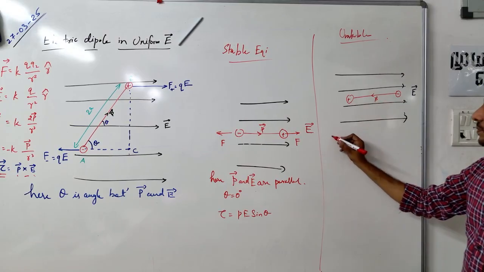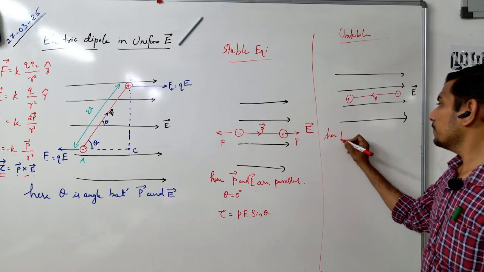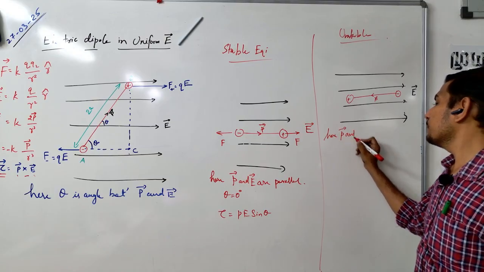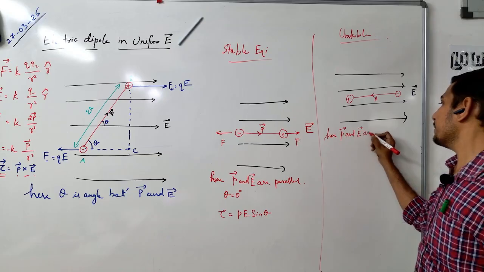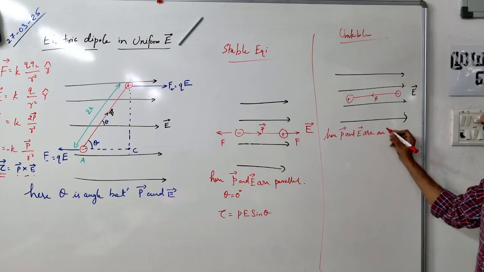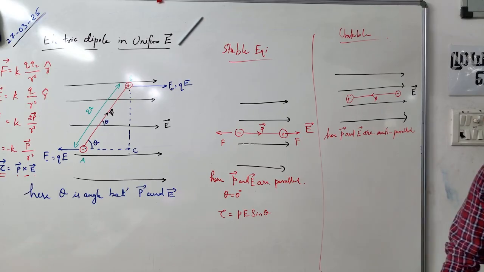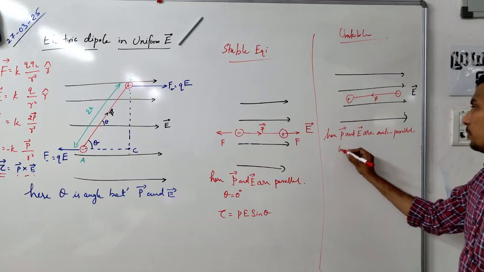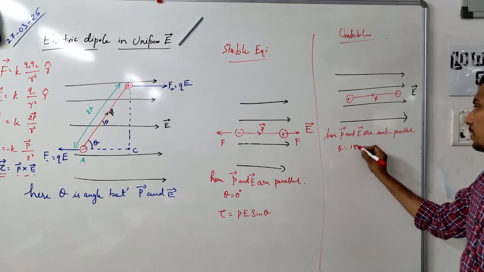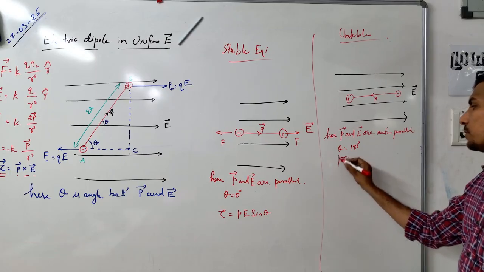So here you can say the P vector and E vector are anti-parallel. Therefore, theta is equal to 180 degrees. Now also tau is equal to 0.